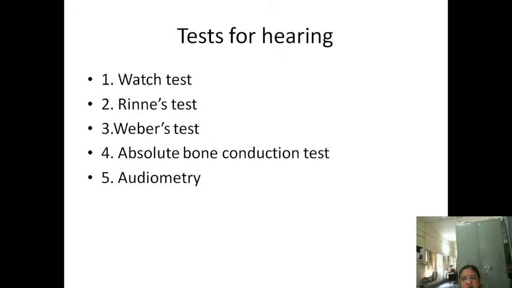Now, how do you test for hearing? There are 5 types of hearing tests: watch test, Rinne's test, Weber's test, absolute bone conduction test, and audiometry. Watch test: you keep watch near the ear of the person and ask if he is able to hear the sound. If he is able to hear the sound, he is not having any deafness. But if he is unable to hear the tick tick tick sound of the watch, he is having hearing defect or deafness.